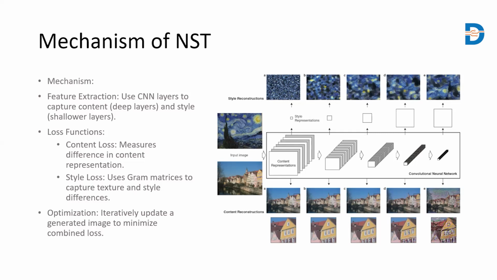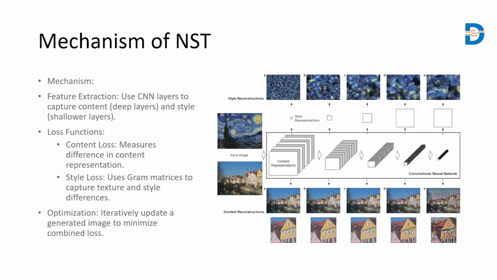Now, how we start is we start with a random noise image as our result image, and that image is improvised in a way that the content loss and style loss are minimized. So the content loss is a measure of the difference in content representation, and the style loss is using Gram matrices to capture the texture and style differences. So iteratively, we update this random noise image to minimize the combined loss and in a direction such that it ends up being a fusion of both the content and style image.